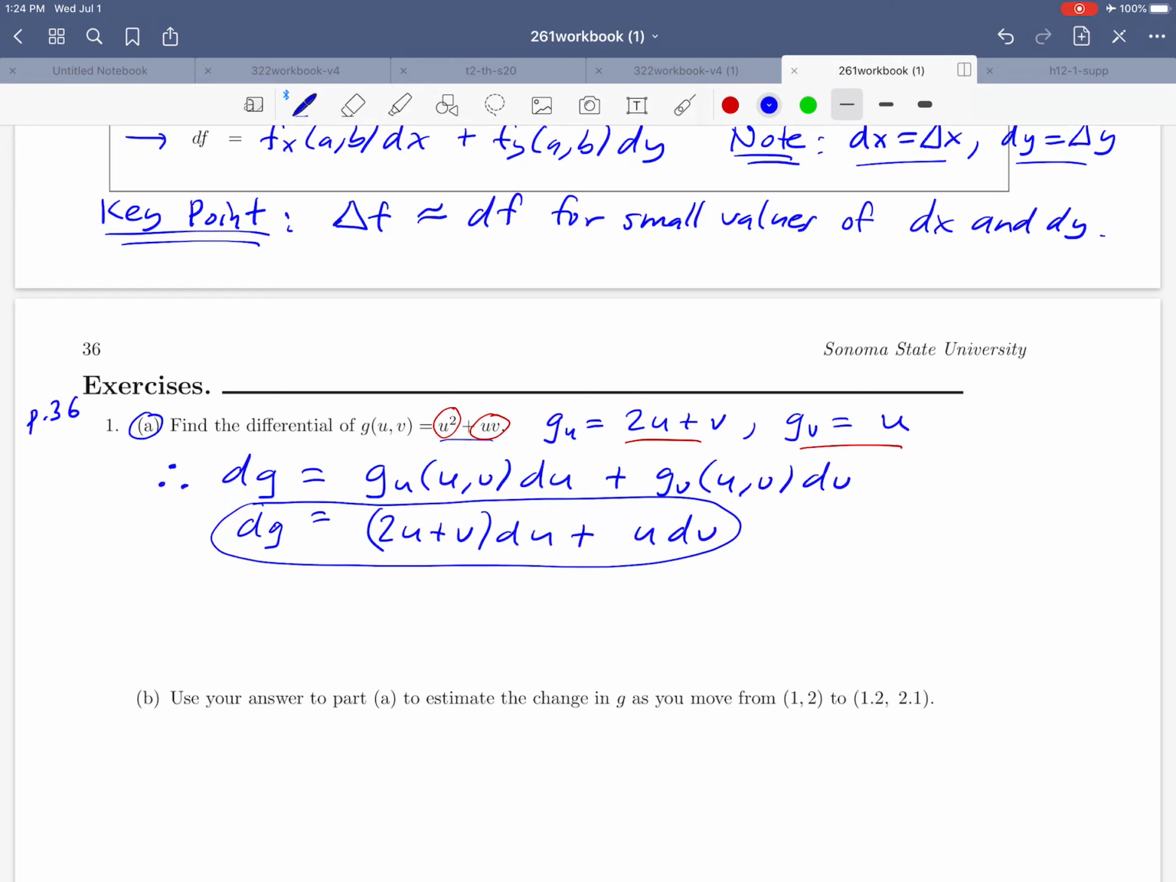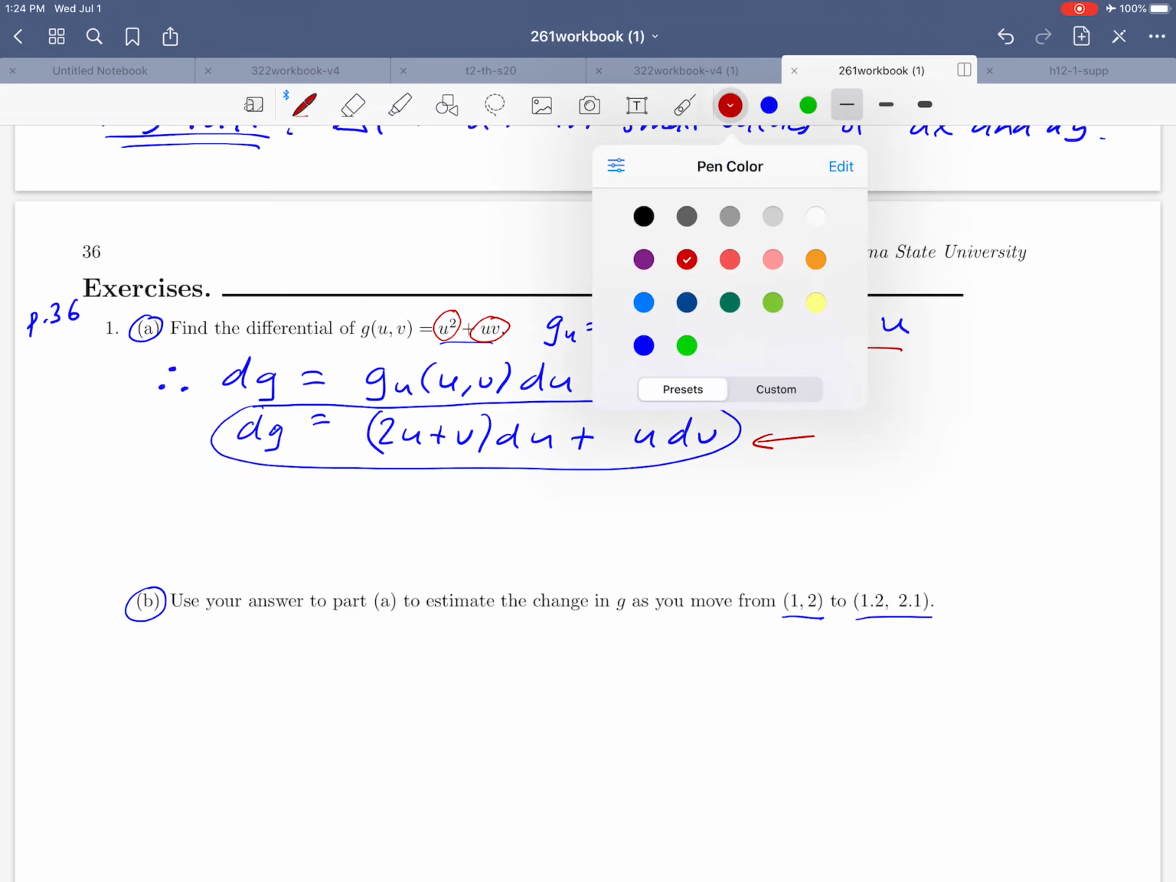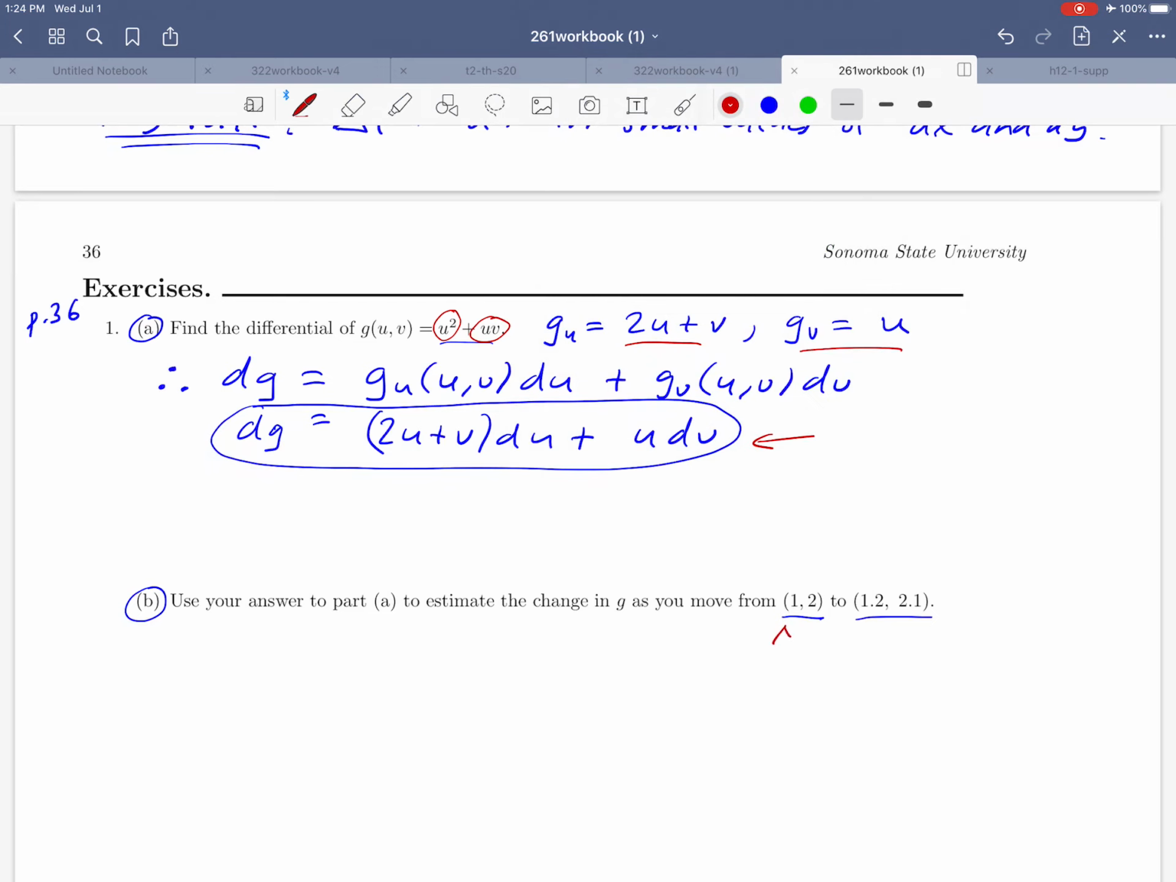So with that in mind, let's move on to part B. They'd like us to use our answer to part A to estimate the change in g as we move from (1, 2) to (1.2, 2.1). To use this formula for the differential, what it really comes down to is nailing down what all the variables are. So our starting point, 1 and 2, those are our u and our v, and then the du and the dv are the amount that those two variables change.